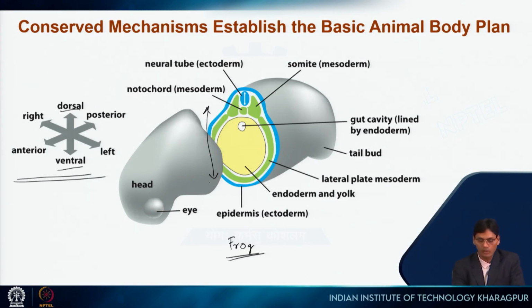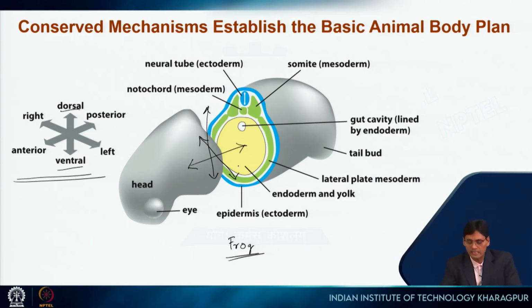And then we have posterior and anterior, the back part and the front part. And then we have right and left. So for our discussion we are just mentioning it in this way, but this anterior-posterior determination and dorsal-ventral determination is very important for the development, otherwise everything will be skewed up.